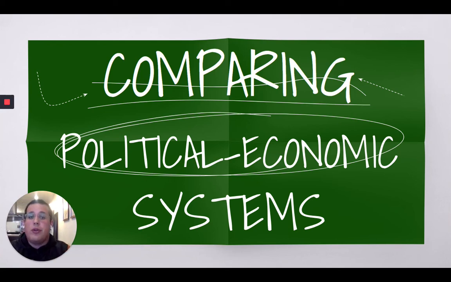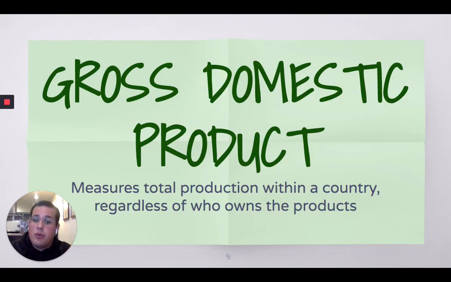We also need to learn how to compare political economic systems. The most common tool that economists use to measure economic development is gross domestic product, or GDP, which we earlier defined as the total market value of all goods and services produced in a country over a period of 1 year. GDP provides a basic benchmark for the average per capita income in a country.